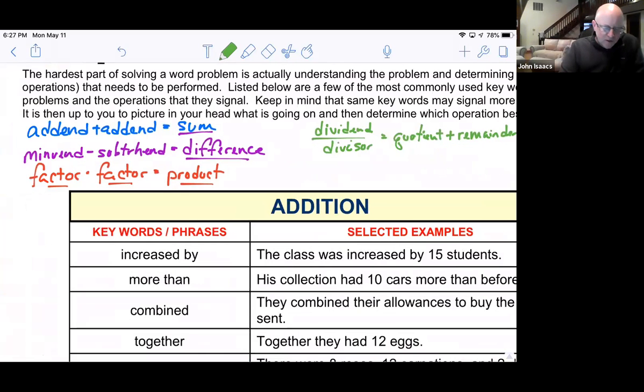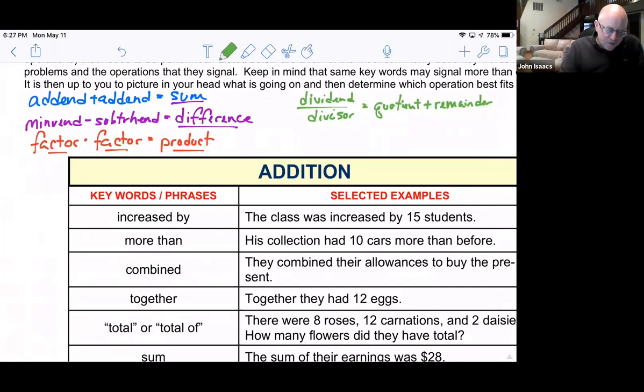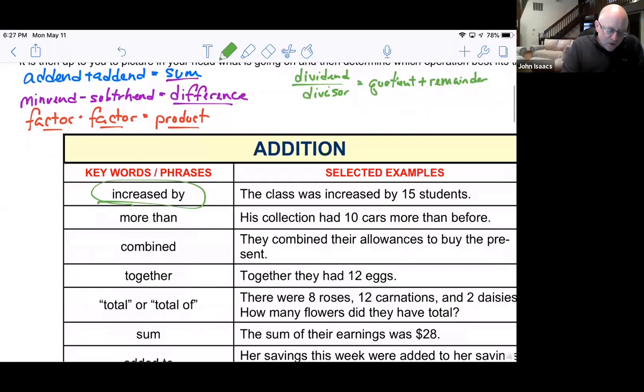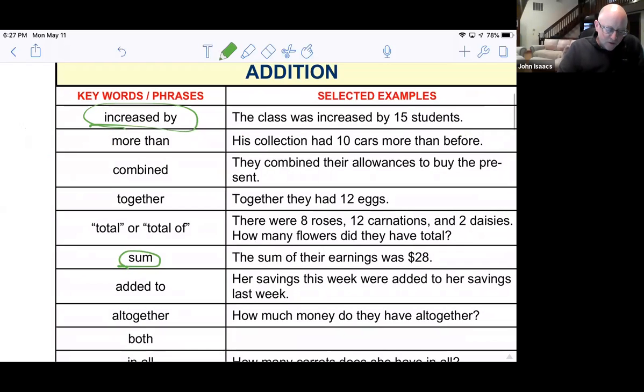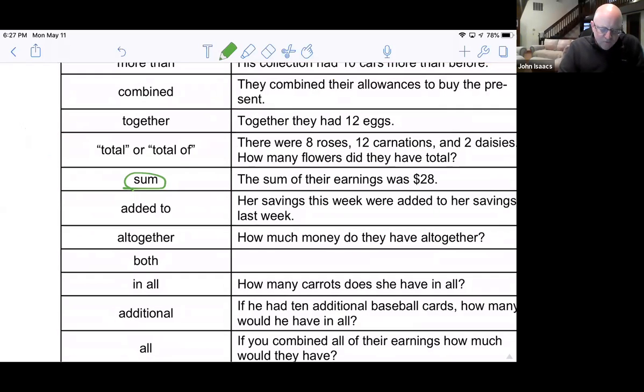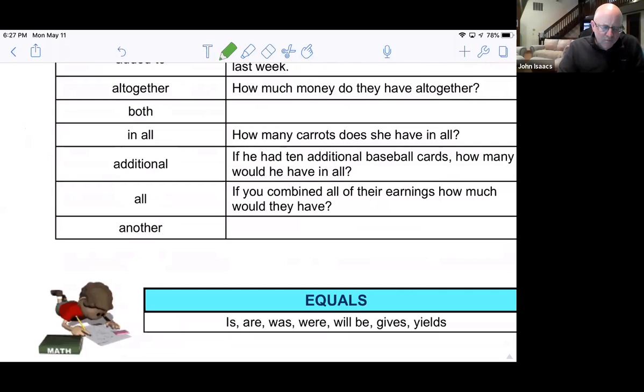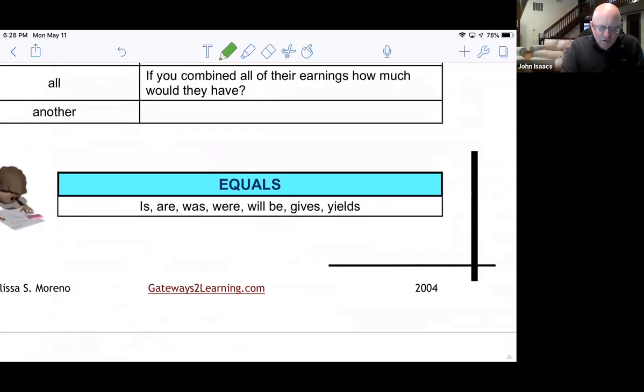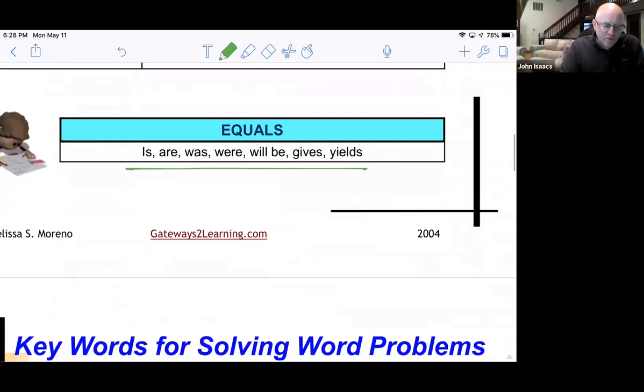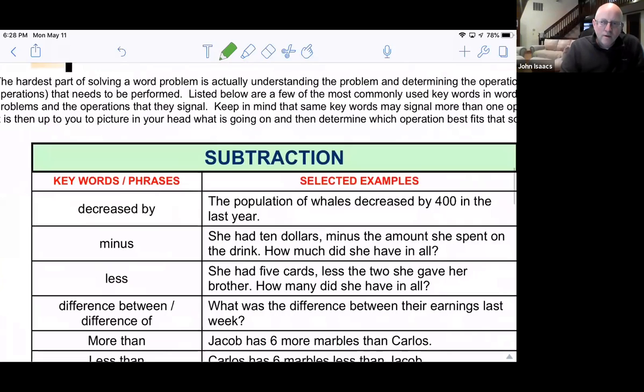Now, as we also scroll down the list, addition, you're going to see a lot of things like increased by. Here's that word sum. That's the result of addition. Other things are just kind of more common colloquial English words. Now at the bottom of each page, it has equals. Equals, these are verbs, right? Is, are, was, were, will be, gives, yields. Those are verbs. So equals is an important trigger. When you see that verb is or will be, that's an important trigger to say, oh, I need an equal sign to create an equation.